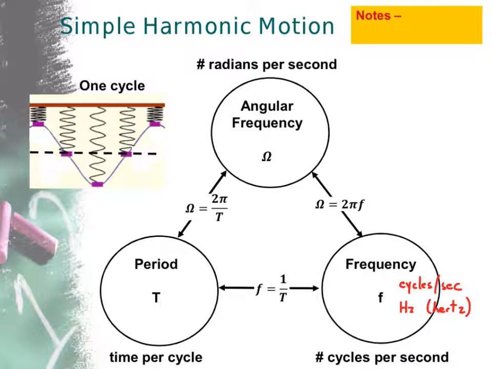There is a relationship between this frequency and period. They are just reciprocals of one another. So f is equal to 1 over T. And then if you solve for T, you're going to get T equals 1 over f.